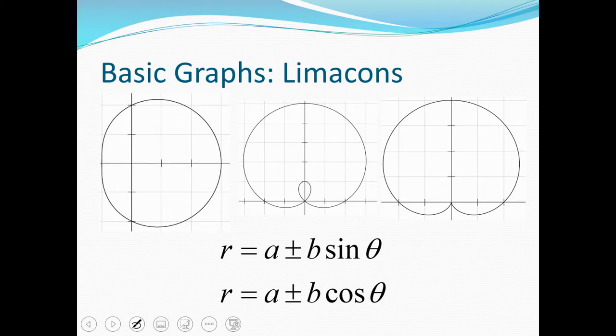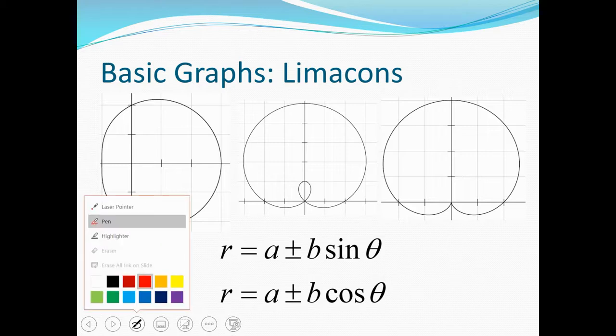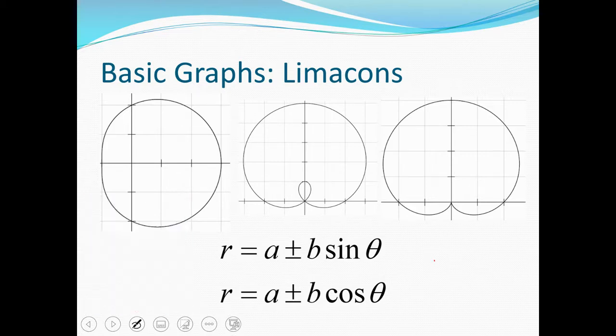Some of them are flat along the bottom, like the first one. Some of them have a loop, and some of them have a little, what's called a dimple. Right now, you'd be laughing if we were talking about this in class, but that's what they're called. Sometimes this last one is called a cardioid as well.